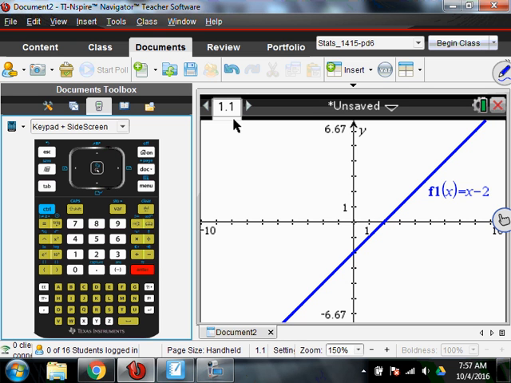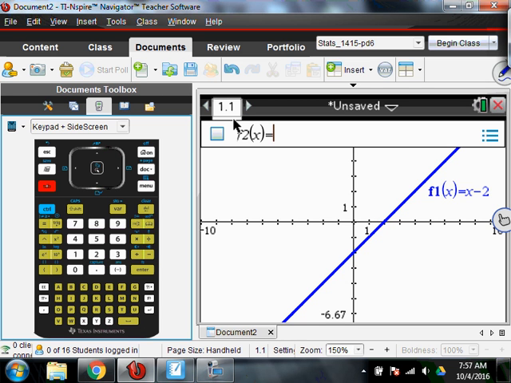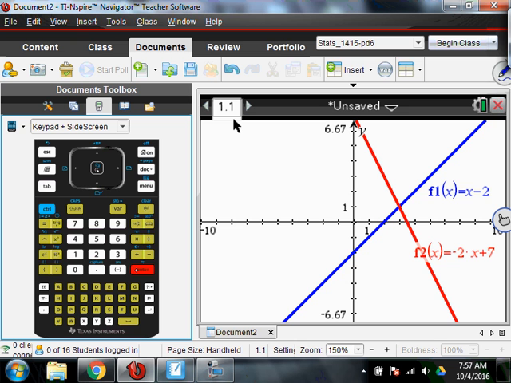Tab. So we press tab and we enter our second function. The second equation we're looking at is y equals negative 2x plus 7. The nice thing about the Nspire, it's pretty forgiving. What I mean by that is if you inadvertently put minus 2x plus 7, I think it'll let you slide with that, okay? So wouldn't it be nice if we could turn on grid lines in view?